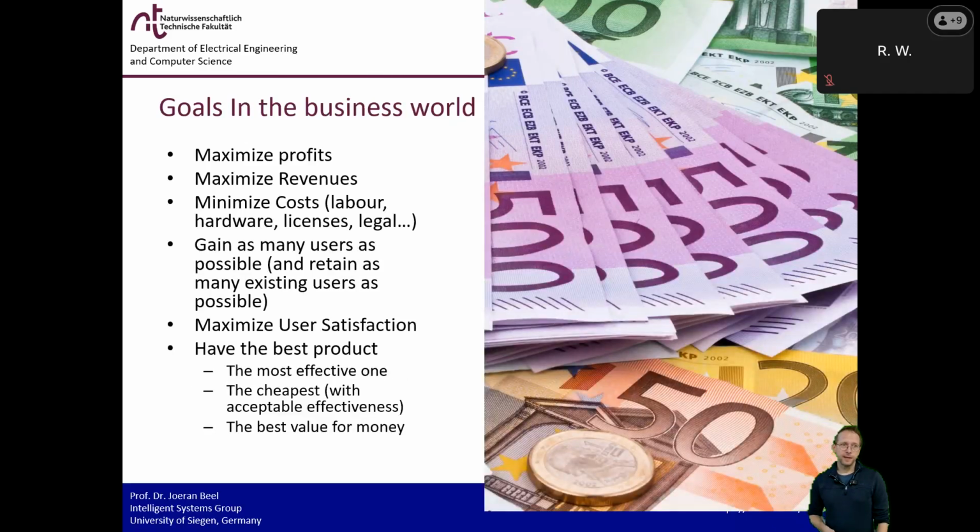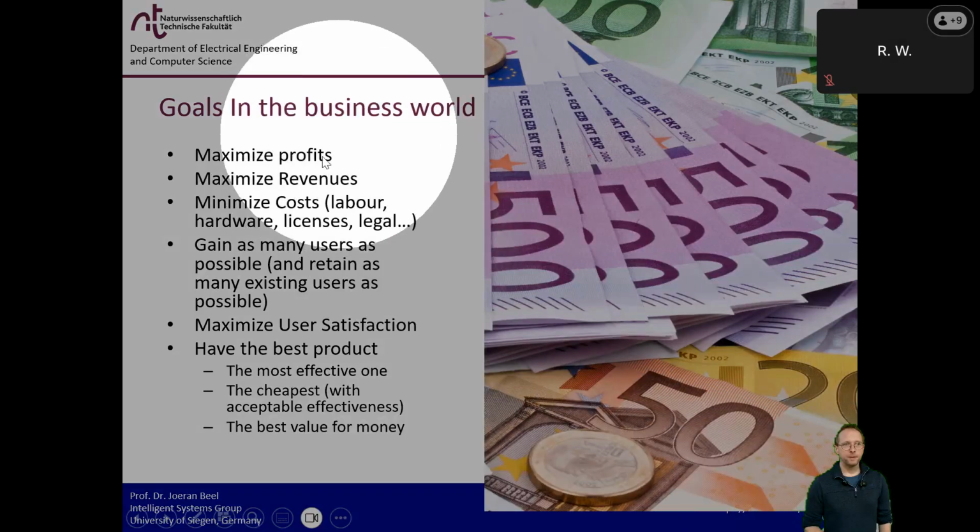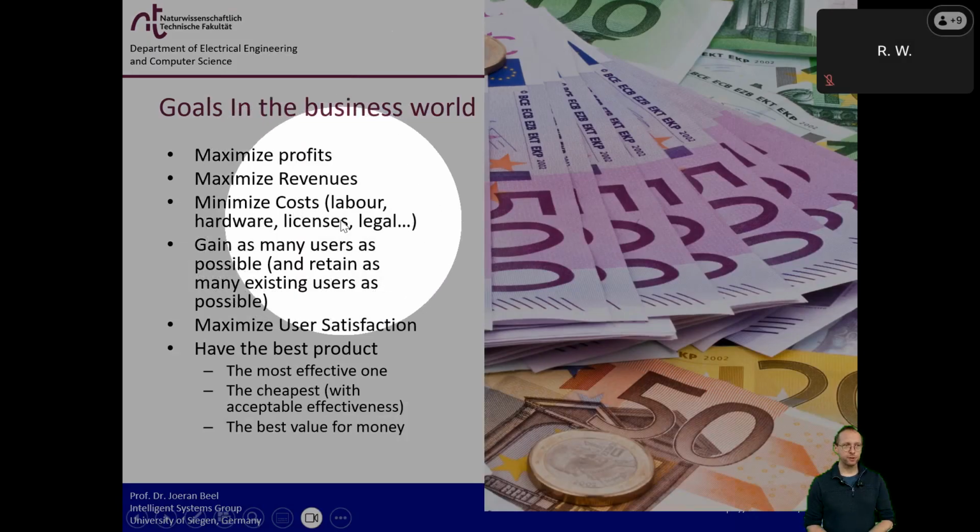Online evaluations. Yeah, that's what I said already. The goals in the business world are about money, and that's absolutely fine. So eventually it's about profits, revenues, sometimes the opposite, so about minimizing costs.